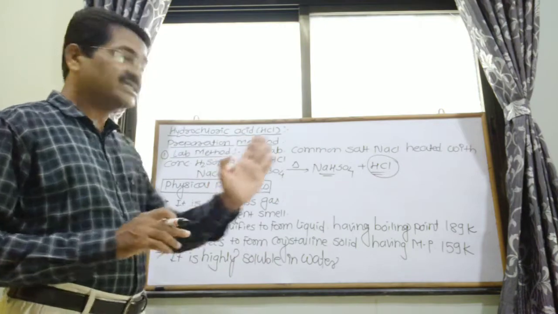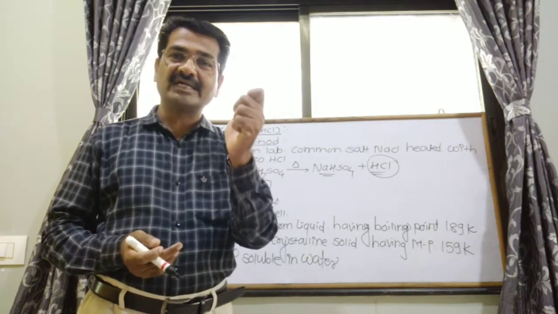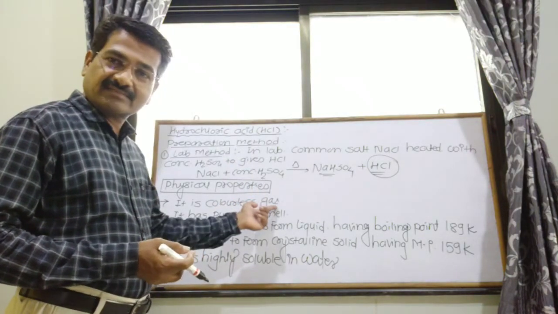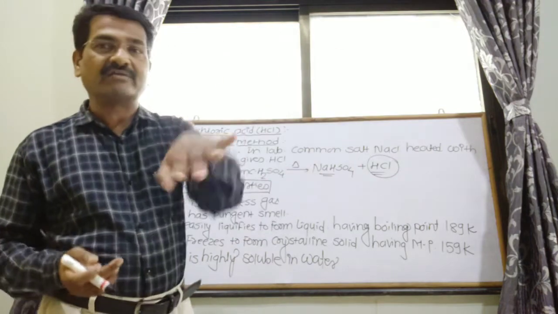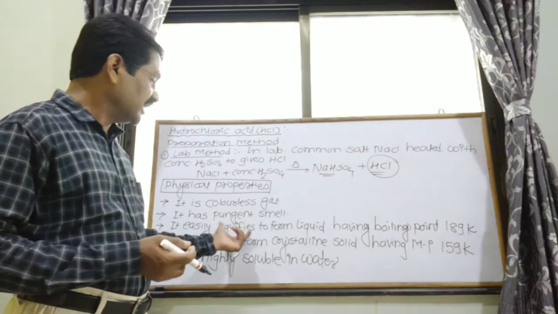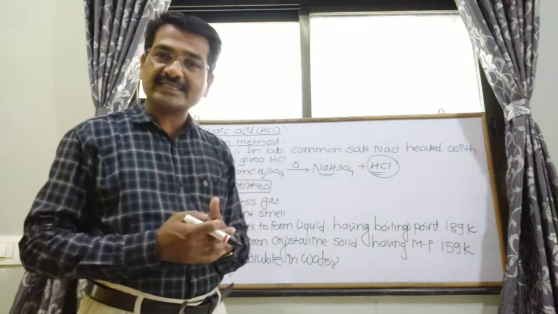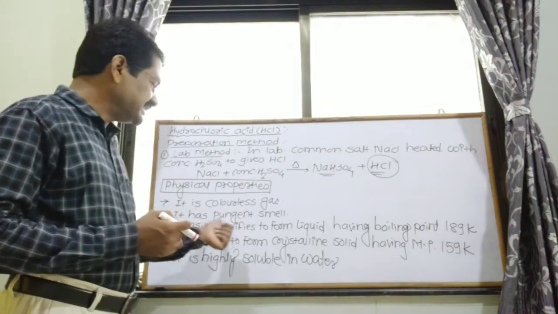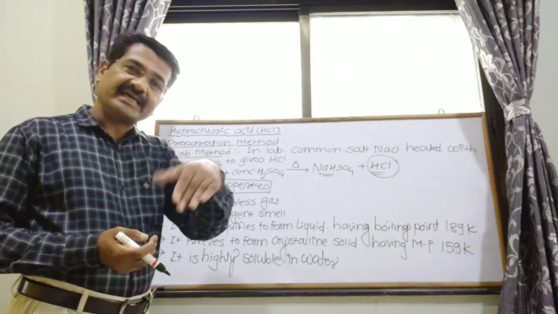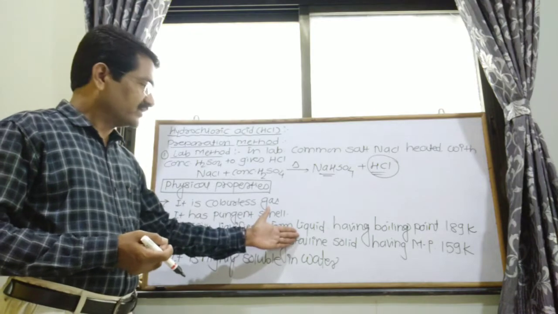Second, it has a pungent smell. Hydrochloric acid has a pungent smell. It is obtained in gaseous form and can be converted into liquid. That process is called the liquefying process. Whenever a gas is converted into a liquid, that is called the liquefying process. So it is easily liquefied to form the liquid. Gaseous hydrochloric acid can be converted into liquid, so it easily liquefies.